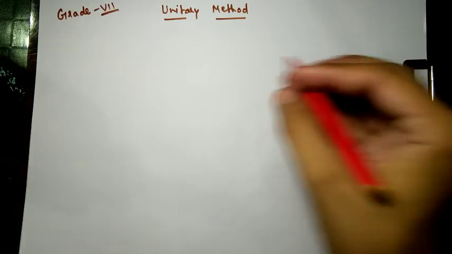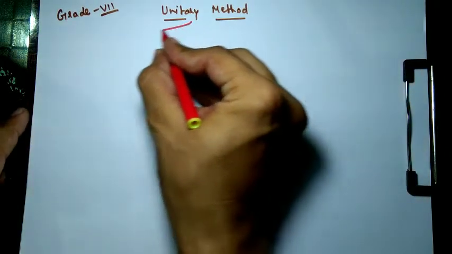So in that chapter, we have discussed ratio and proportion. Okay. So now today's topic is unitary method. Unitary method is further divided into three parts.